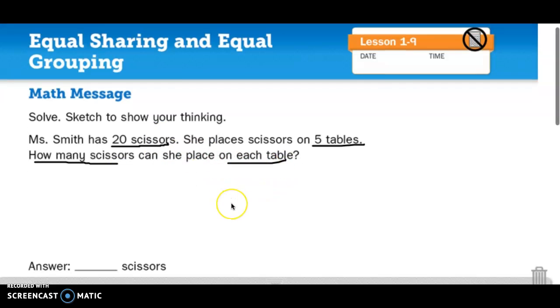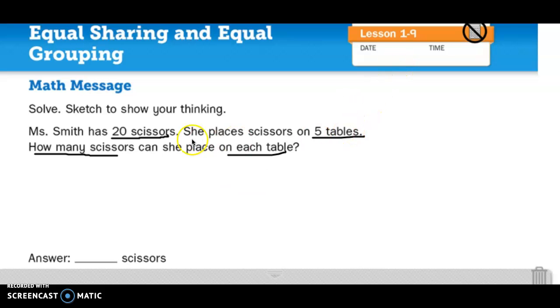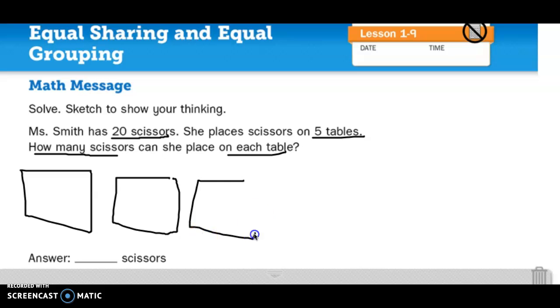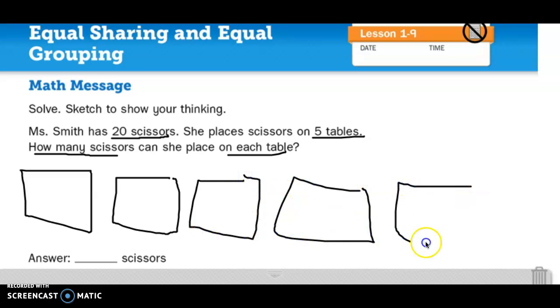Okay, how are we going to figure this out? I want you to try this on your own. We have 5 tables, so we can go ahead and draw 5 tables. 1, 2, 3, 4, 5 tables. Okay, we have 20 scissors.